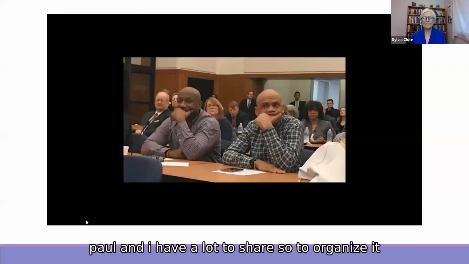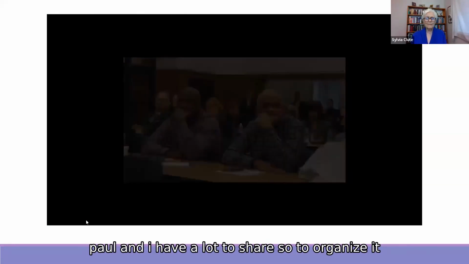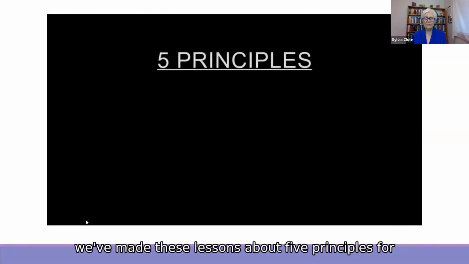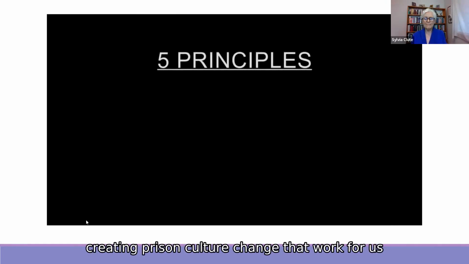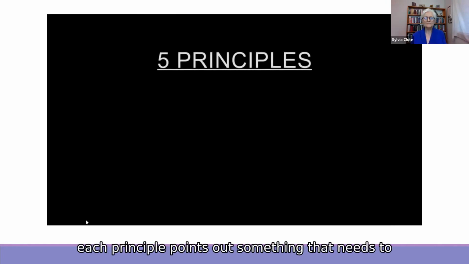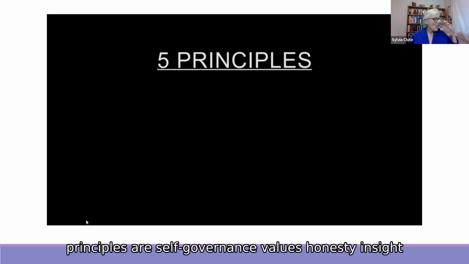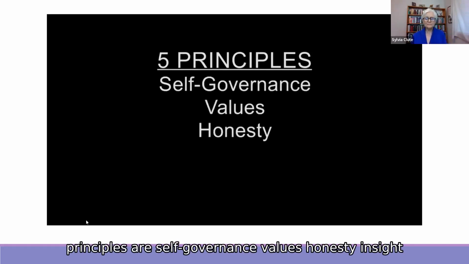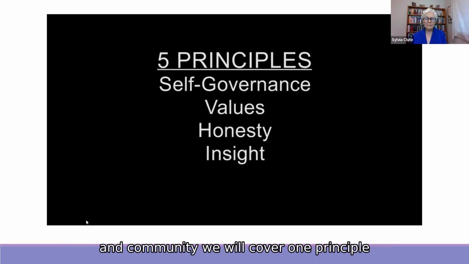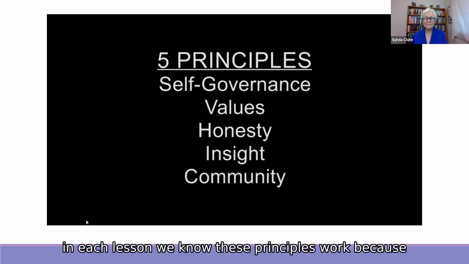Paul and I have a lot to share. So to organize it, we've made these lessons about 5 principles for creating prison culture change that work for us. Each principle points out something that needs to change and what we can do instead. The 5 principles are self-governance, values, honesty, insight, and community. We will cover one principle in each lesson.